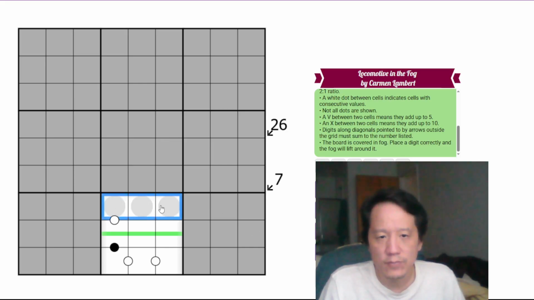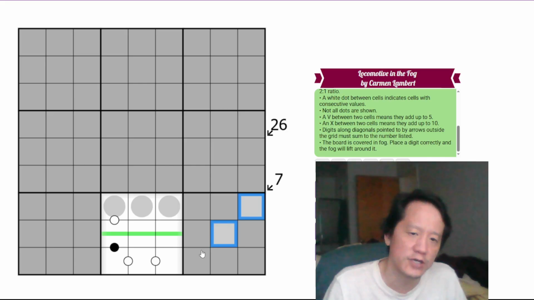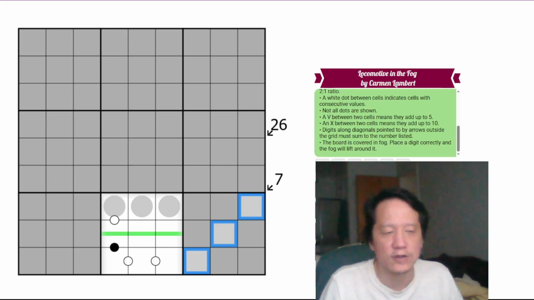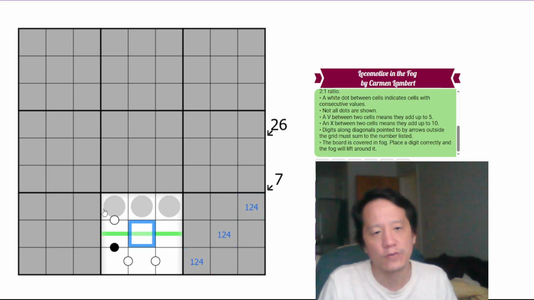Okay, so the first thing that comes to my mind is this little killer clue that adds up to 7. They're all 3 unique numbers, and they must add up to 7. The only possible combination there is 1, 2, and 4. These 3 are odd digits. So since this is odd, this has to be an even digit.